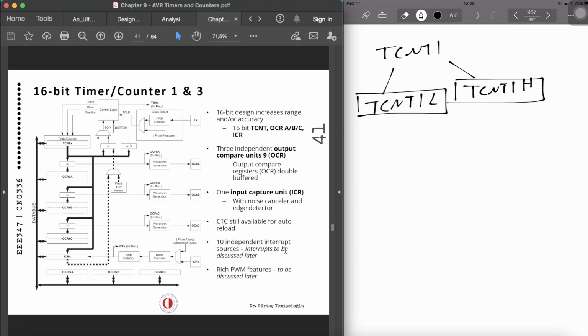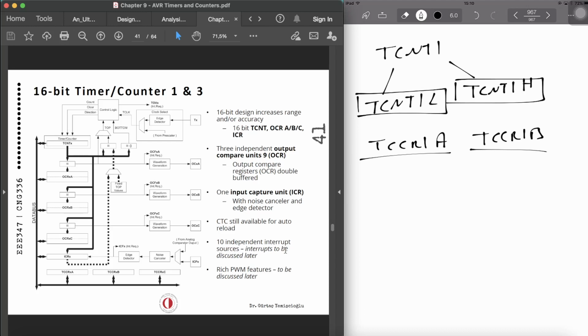And we also have two control registers, TCCR1A, which is the timer counter 1 control register A, and TCCR1B. So two separate control registers that we need to configure based on the operation. And if we are using normal mode, we have the timer overflow 1 flag. So when the overflow occurs, that flag goes high.